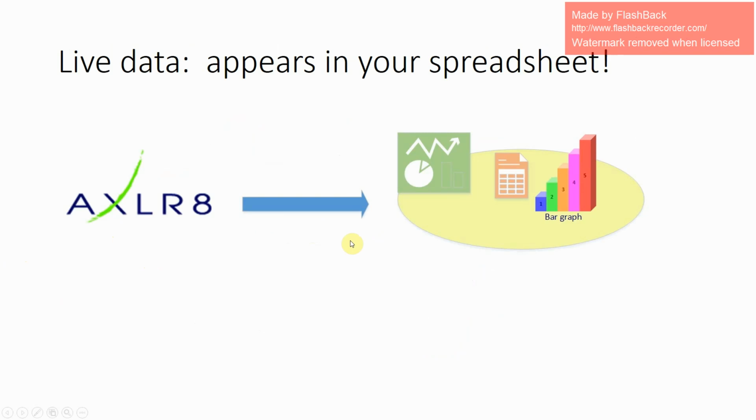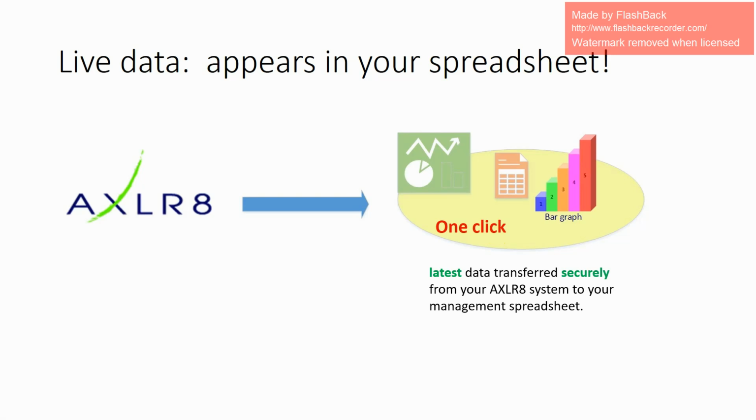What we think is the best way forward is for you to have a look at our Excel API. So the idea is you define the graphs that you want for your management information, and then with one click, your Excel spreadsheet, which is securely kept on your machine without any contact with a human being, repopulates itself securely by transferring data from the AXLR8 system. Now the best way to show you this is to show you an example.